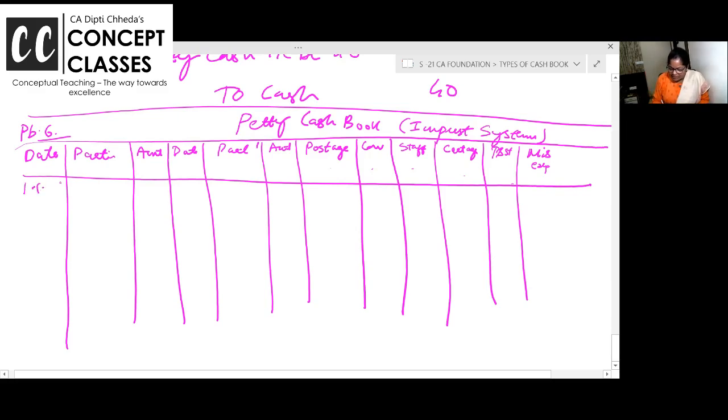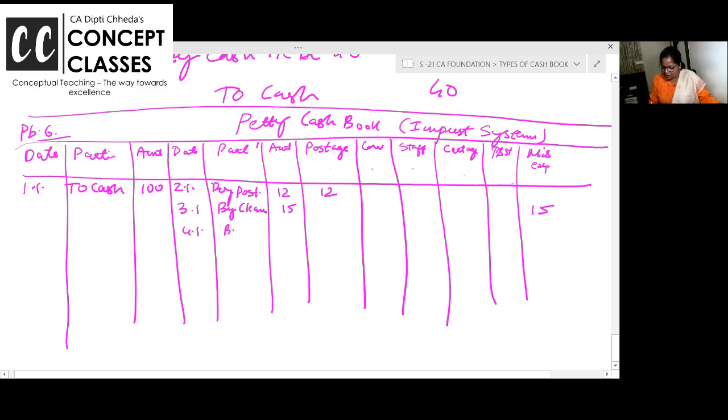On the very first of January, petty cash account debit to cash, you are receiving 100 rupees. On 2nd of January, you are paying postage. You are buying stamps of 12 rupees. 3rd of January, cleaner. You are paying the cleaner 15 rupees. Write it in the total and then post it in the miscellaneous.